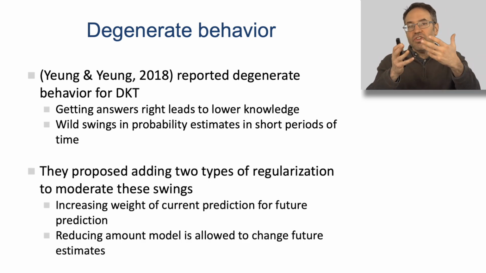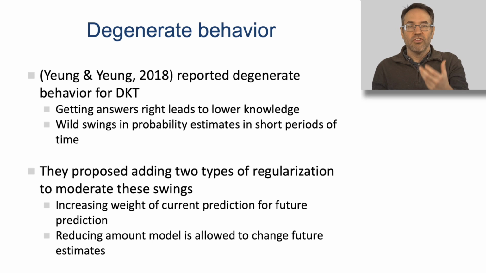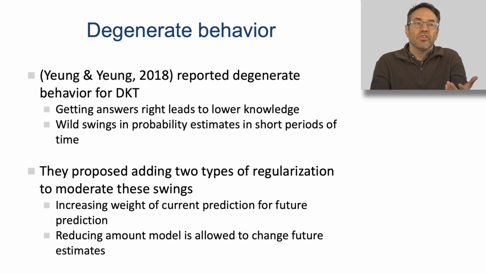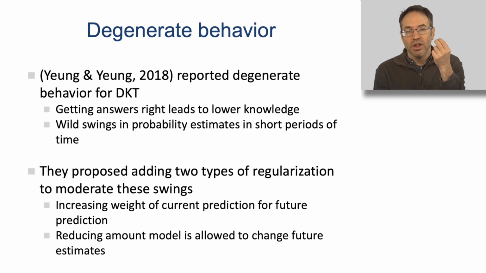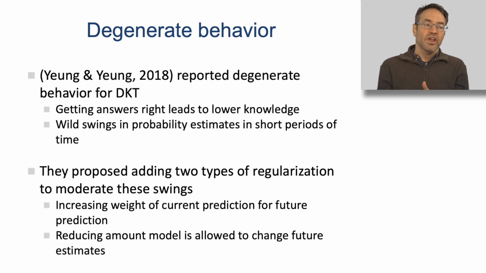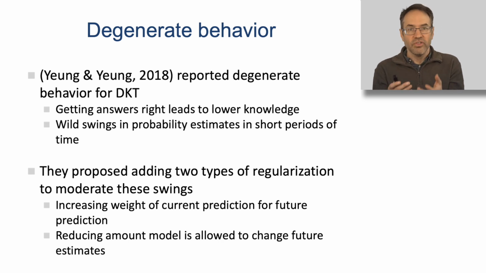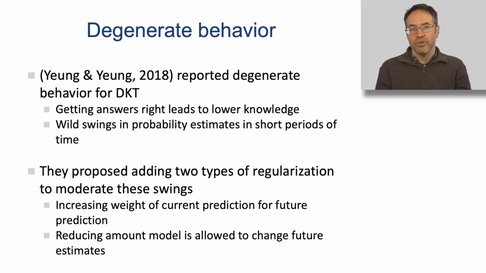Now, these issues really kind of raise questions about whether DKT could actually be used in the real world, because we can't have these kind of behaviors in a real system being used by students. But Yeung and Yeung proposed adding two types of regularization to modulate these swings, increasing the weight of the current prediction for future prediction and reducing the amount the model's allowed to change future estimates. And those regularization steps actually made a big difference in already making DKT, just with their first extension, DKT+, a much more realistic algorithm for real-world use.